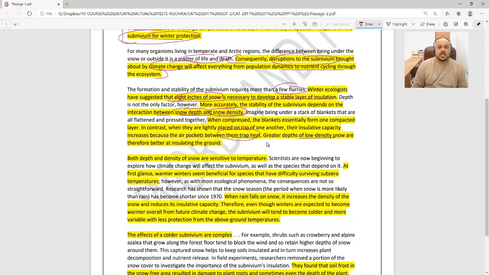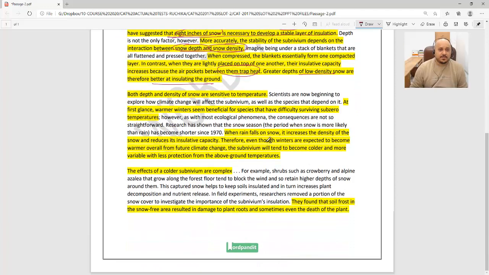Greater depths of low density snow are therefore better at insulating the ground. Both depth and density of the snow are sensitive to temperature, which is obvious. Scientists are now beginning to explore how climate change will affect the subnivium as well as species that depend on it. At first glance, warm winters seem beneficial for species that have difficulty surviving at sub-zero temperatures. This seems to be the obvious answer, right? So even if the planet gets warmer, organisms which are struggling earlier at colder temperatures should be able to survive.